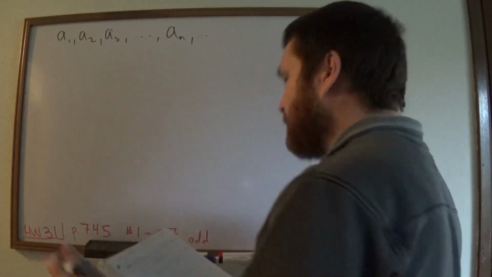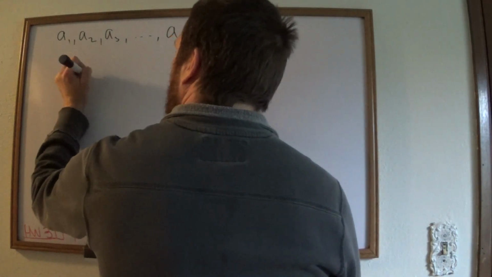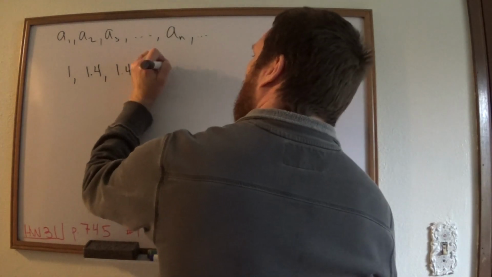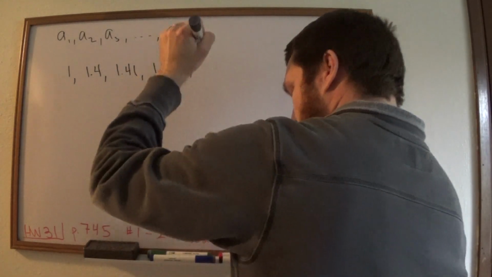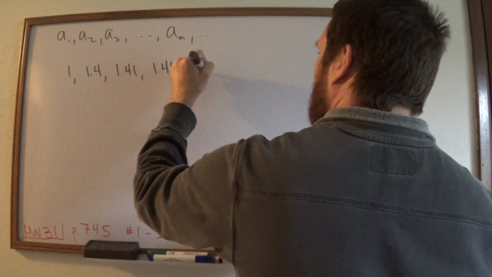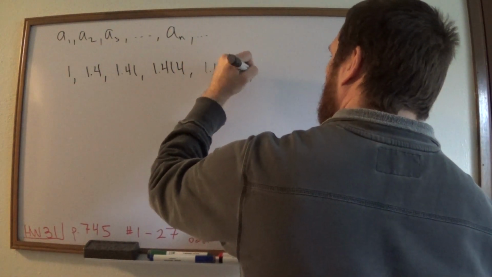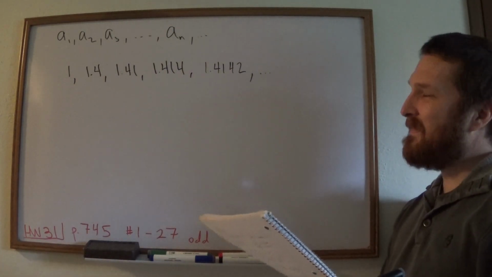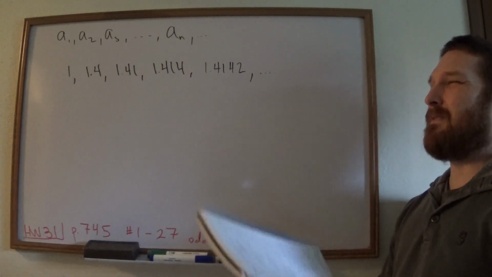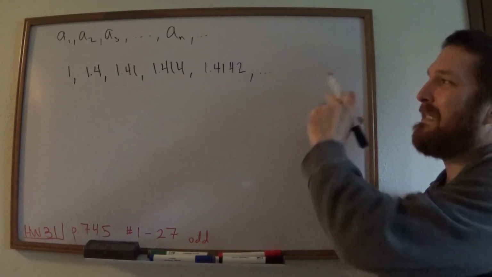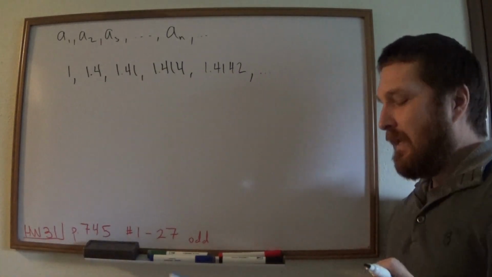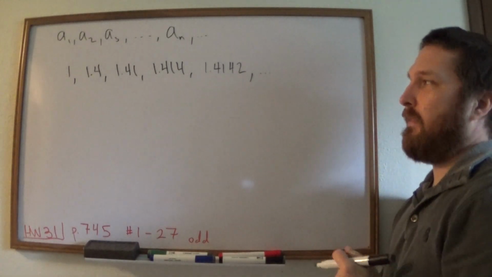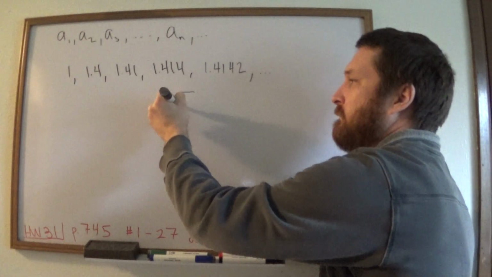So here's an example. 1, 1.4, 1.41, 1.414, 1.4142, and so on. Square root of 2. Yeah. And this is what your book says. Well, it doesn't use this one, but it says that this sequence, the entire thing, can be used to represent the number square root of 2.